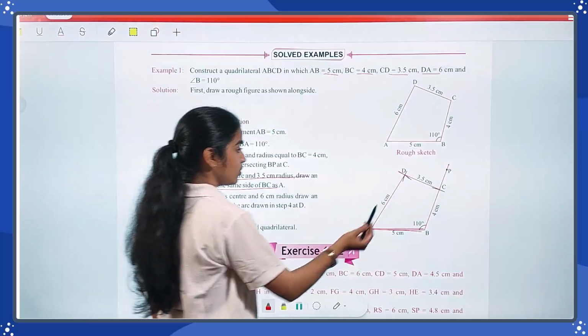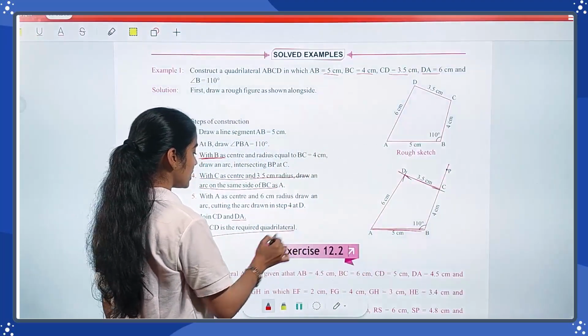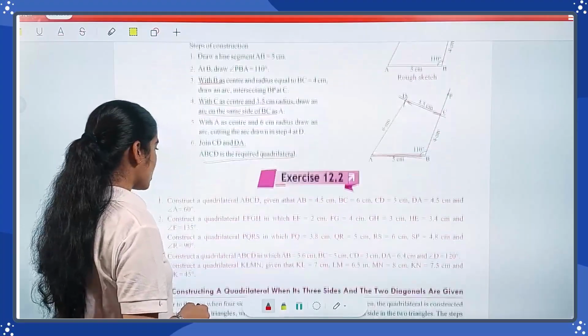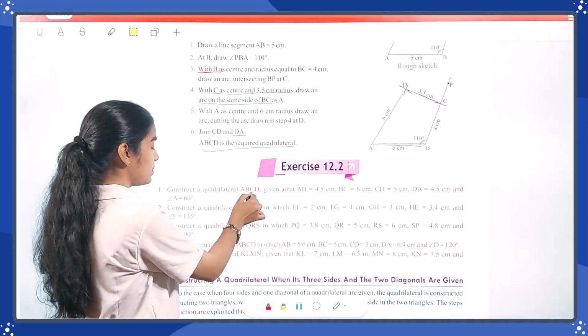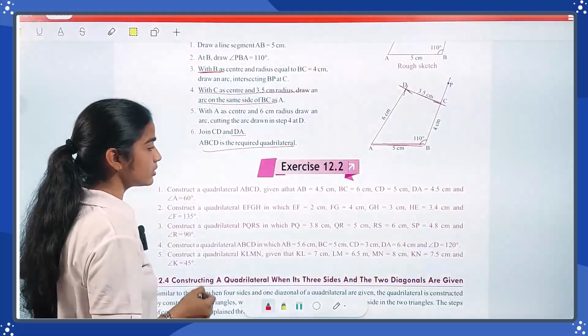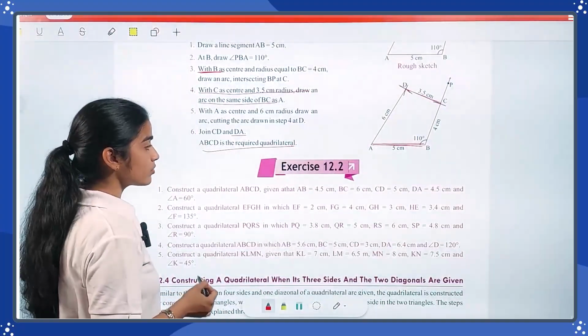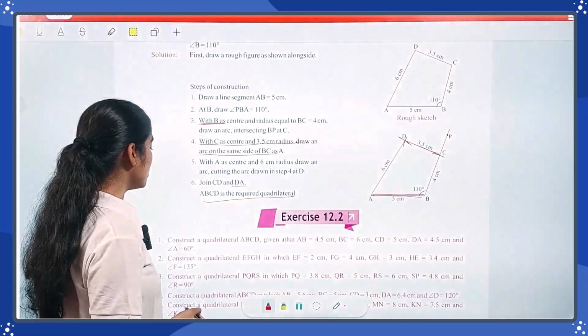Now what you have to do, add CD and DA. ABCD is the required quadrilateral. Now we have exercise 12.2. Construct a quadrilateral ABCD given that AB is equal to 4.5 centimeter, BC is equal to 6 centimeter, CD is equal to 5 centimeter, DA is equal to 4.5 centimeter and angle A is equal to 60 degrees.